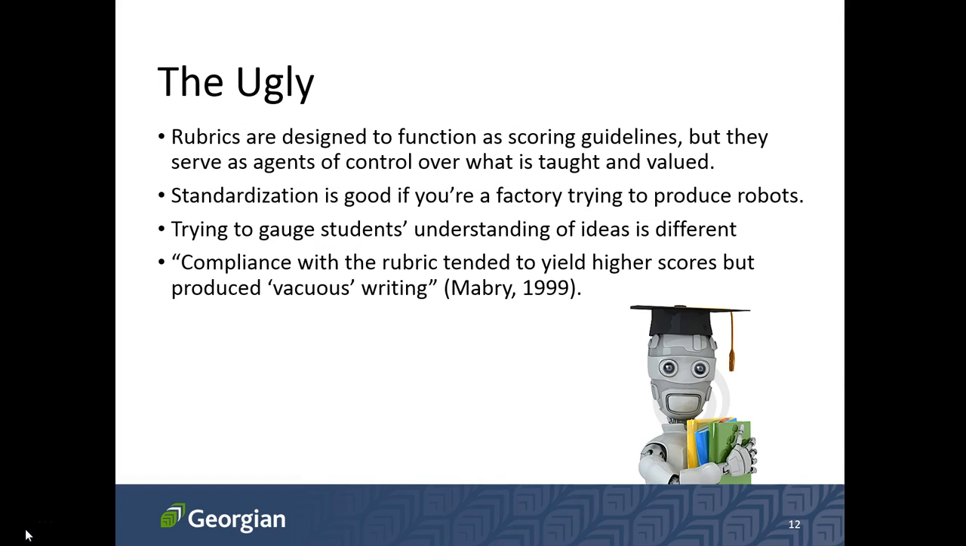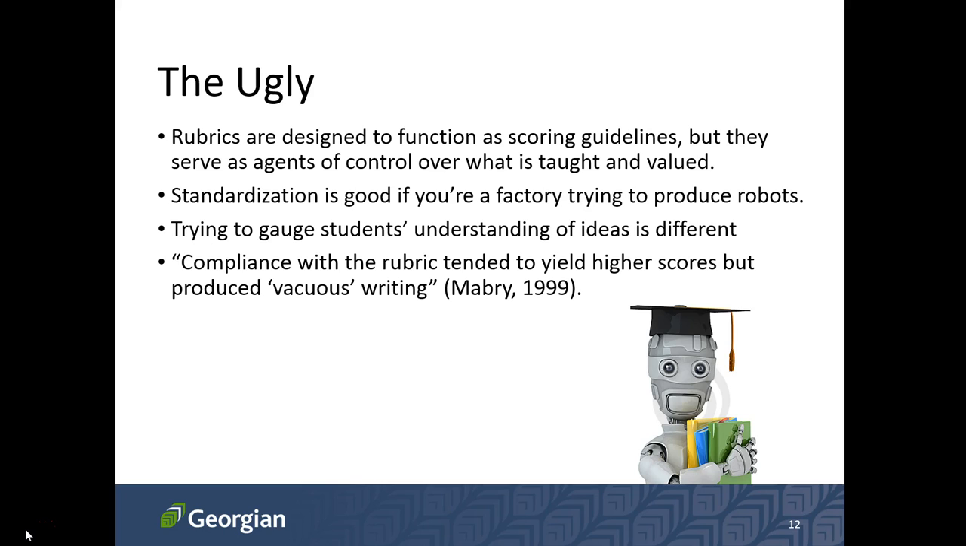And the final ugly part that I'm going to look at before we go into best practices is that our rubrics may be sucking the creativity out of assignments, something that was talked about in one of the previous slides. Are they turning our students into robots? They are designed to function as scoring guidelines. Some people would argue that at their extreme, they're just agents of control over what is being taught and valued. And that standardization is good if you're trying to produce robots, but trying to understand whether students' ideas are being expressed, that's something that's completely different.